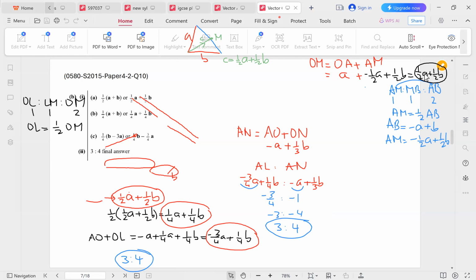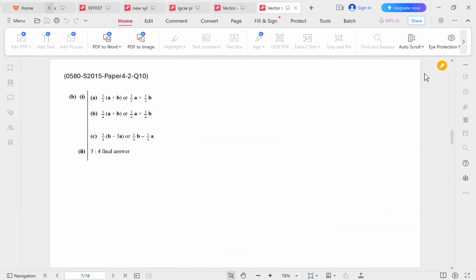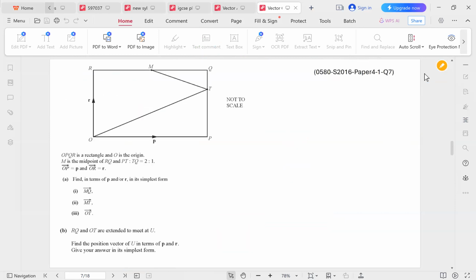So the ratio of AL to AN would be 3 to 4, and that would be the final answer. So for the first one, half A plus half B is correct. For the second one, quarter A plus quarter B. For the third one, quarter B minus 3/4 A. And for the fourth one, 3 to 4 is the correct answer.